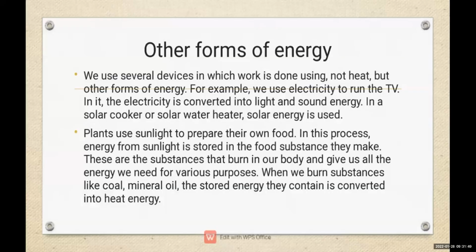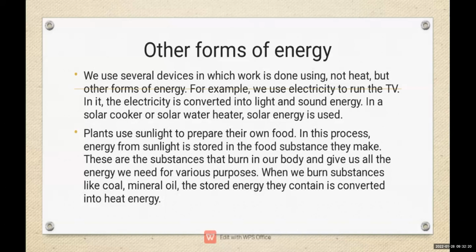Also, other forms of energies are there: we use several devices in which work is done using not heat, but other forms of energy. For example, we use electricity to run the TV also. Each and everything, fan ho, light ho, kuch bhi ho, TV ho, a recorder ho, anything. What, even a mobile, we need an energy. ऐसा ना, इलेक्ट्रिक एनर्जी लगता है तभी जाके अपना मोबाइल चलता है. In it, the electricity is converted into light and sound energy.